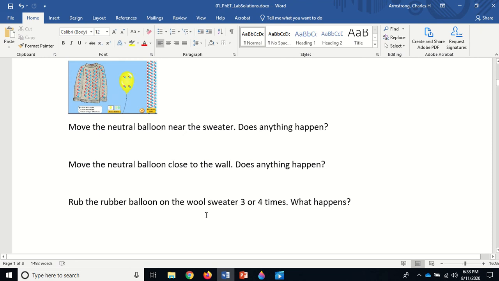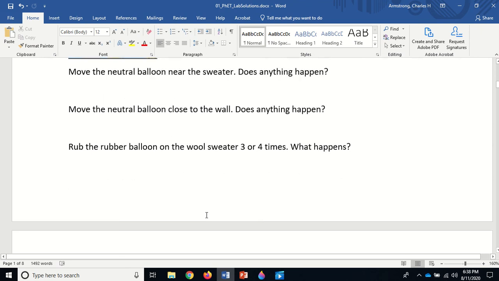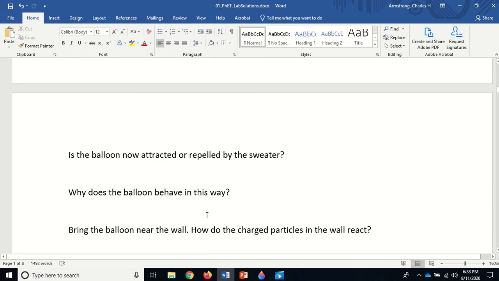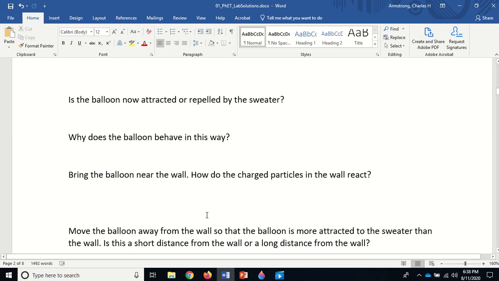So rub the rubber balloon on the wool 3 or 4 times. What happens? Well, now electrons left the sweater and went onto the rubber balloon. The positive charges didn't do anything. Okay, the positive charges stayed stationary. Is the balloon now attracted or repelled by the sweater? It's attracted to the sweater. Why does the balloon behave in this way? Because now the sweater is positively charged, the balloon is negatively charged. And that's why we saw the balloon behave in that way.